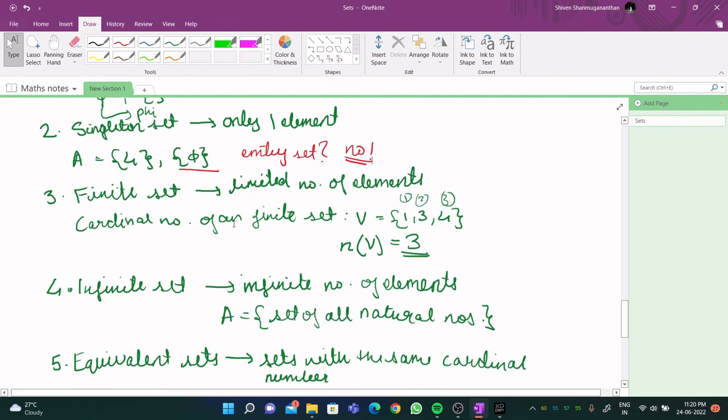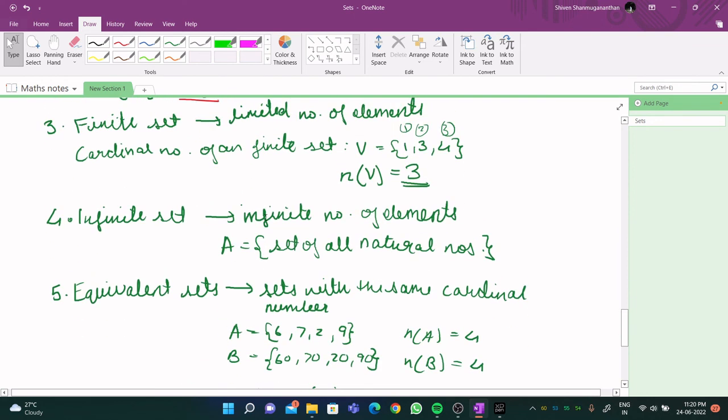Next, we have finite sets. Finite sets are sets with a limited number of elements. If you keep counting them, you will eventually find the end. The cardinal number of a finite set is basically the number of elements in it. So as you see here, V is equal to {1, 3, 4}. It has three elements, 1 being the first, 3 being the second, and 4 being the third element. So n of V is 3.